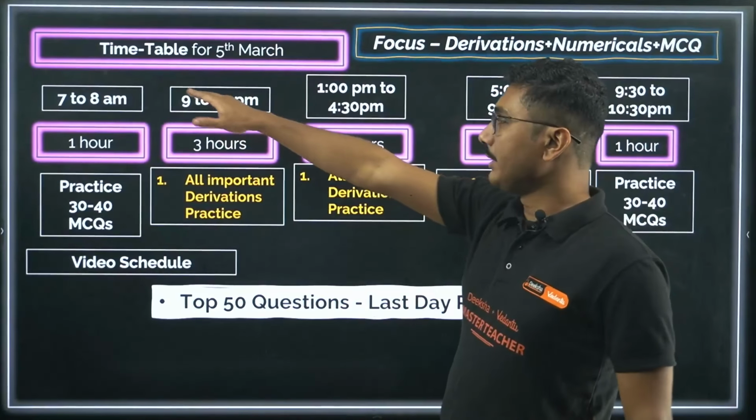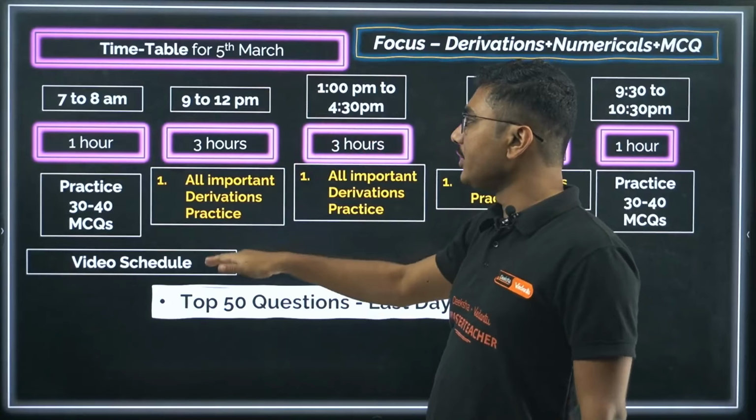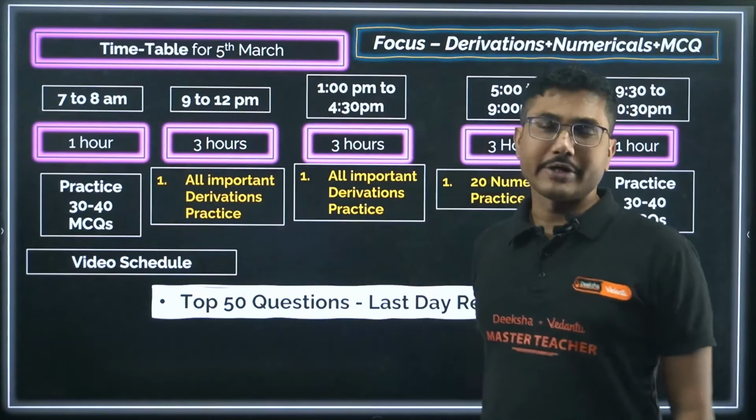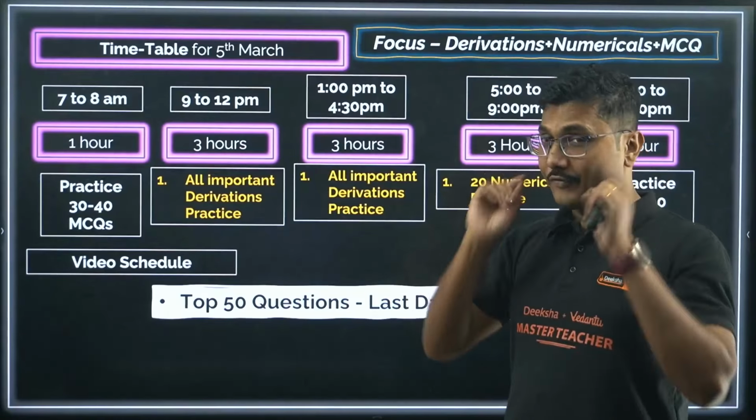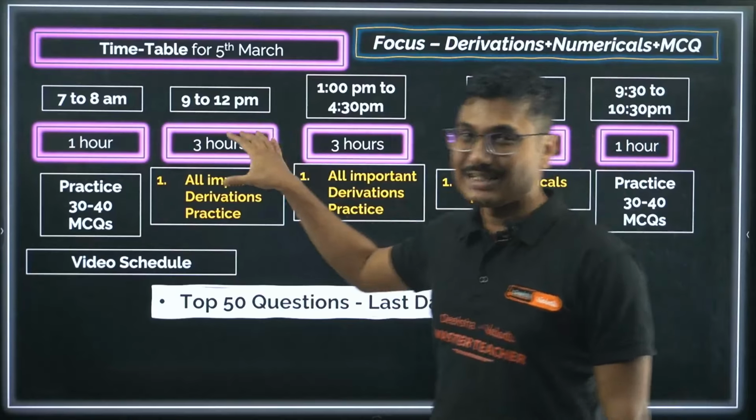Then at 9, take a 1 hour break for breakfast and freshening up, and then for 3 hours you study all important derivations. Derivations are fixed 15 marks questions, so all important derivations you have to practice in this time slot.